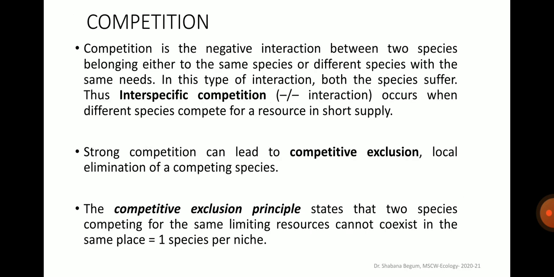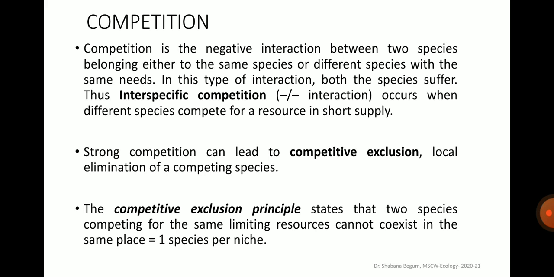The next interaction is competition. So, competition is the negative interaction between two species belonging either to the same species or different species with the same needs. In this type of interaction, both the species suffer. Thus, interspecific competition occurs when different species compete for a resource in short supply. Strong competition can lead to competitive exclusion, where the local elimination of a competing species occurs.